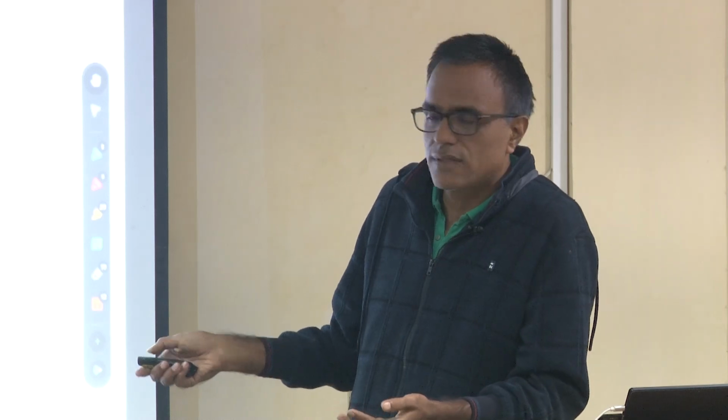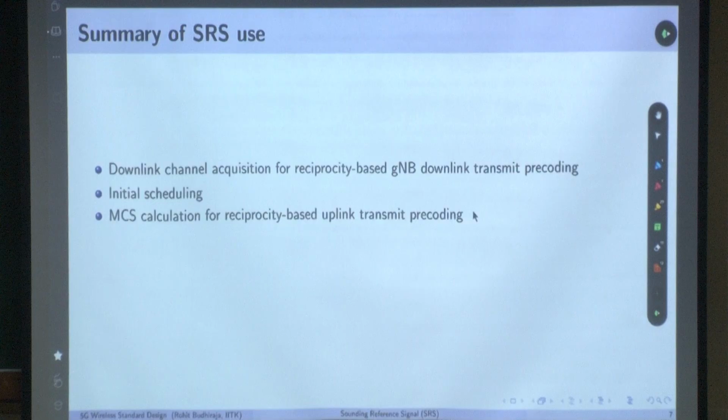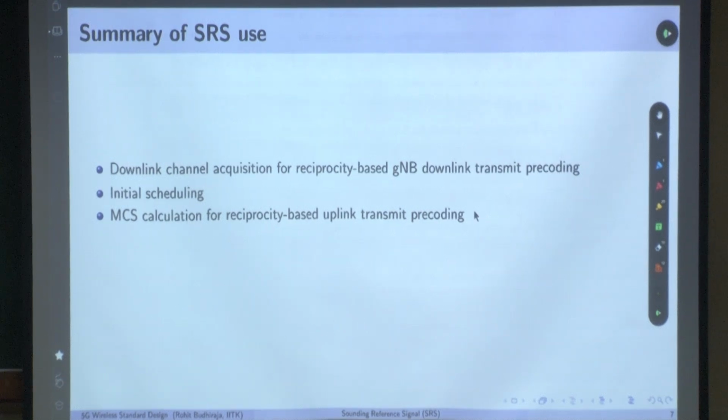This SRS is used for initial scheduling also. Forget the downlink channel acquisition, it comes later. Even before I do simple scheduling, I have to have this initial estimate of the channel. And then the final use is the way we use CSIRS for the downlink to calculate the MCS information. If TDD reciprocity is applicable in the downlink, it is applicable in the uplink as well.